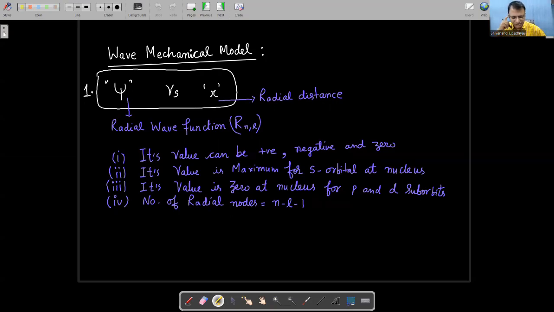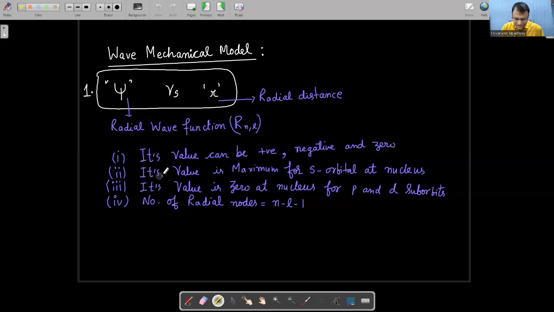In this radial wave function versus radial distance graph, there are 4 points on the basis of which we can draw the graph. The first point is that its value can be positive, negative, and zero. It is a wave, so you know that its value can be 0, positive, and negative.